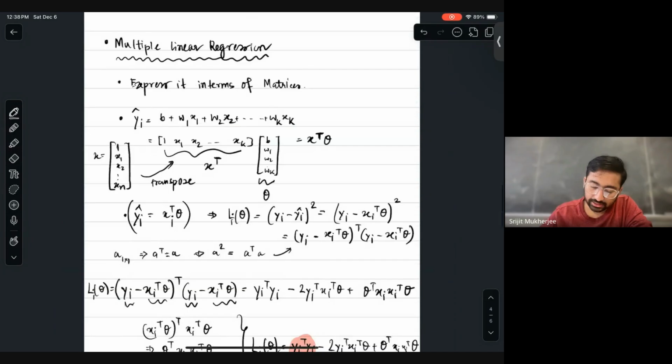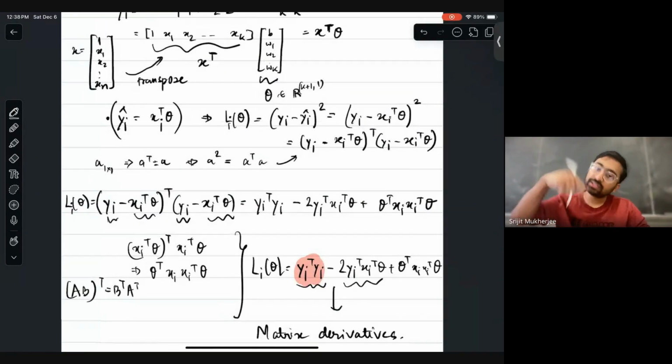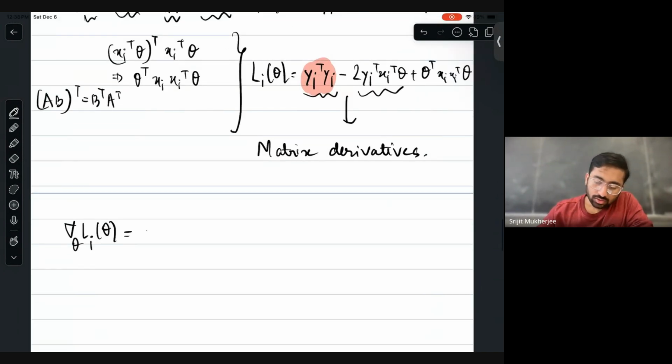So first of all, theta is k plus 1 dimensional, k plus 1 rows, 1 column. So how to remember these things? The output of del theta, the gradient, should also be the same shape. Remember that. Often you forget whether it will be, for example, minus 2 times some vector here, yi transpose xi transpose times theta.